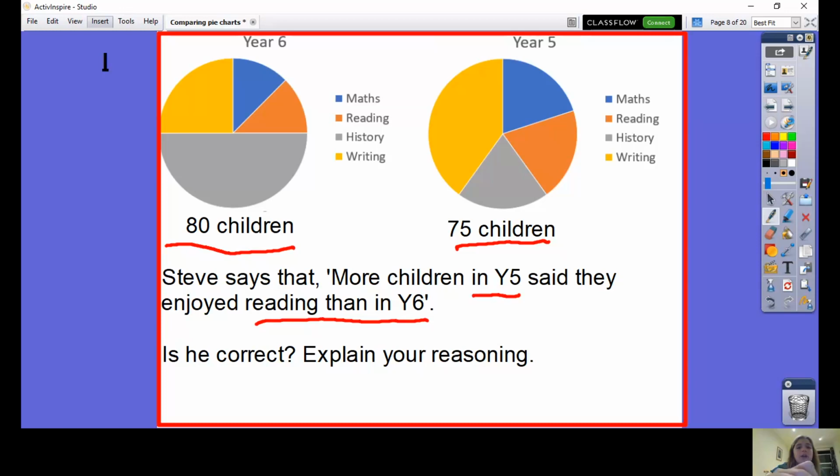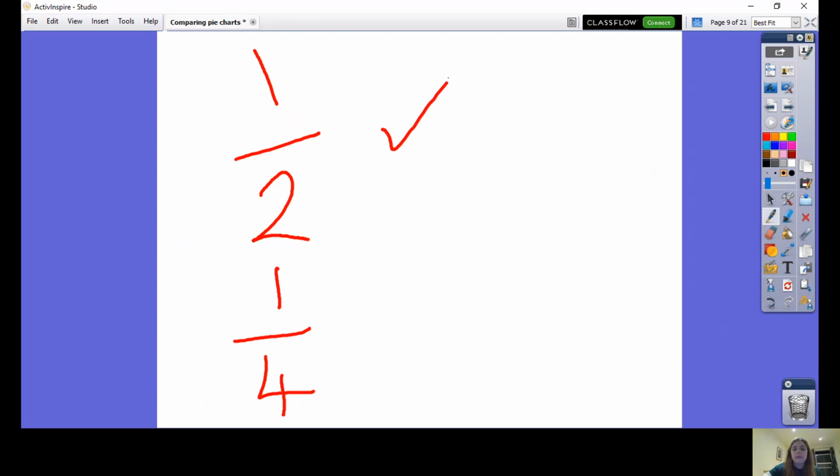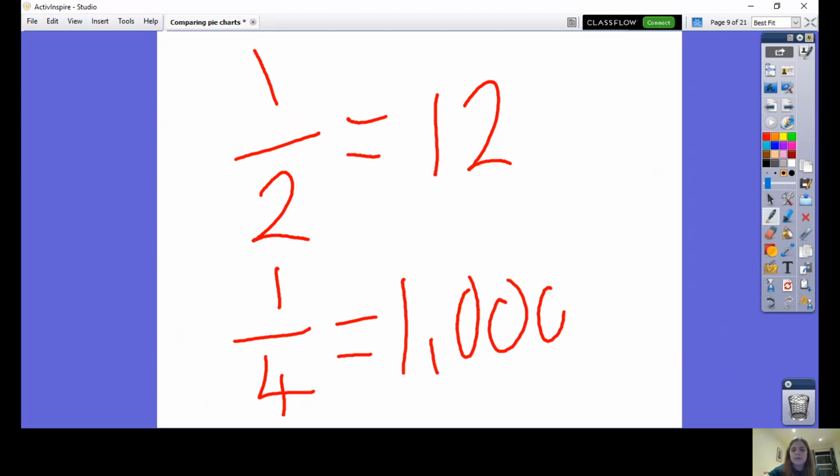To prove that point, if you're not sure what I mean, if I asked you, what's a bigger fraction, 1/2 or 1/4? Would you rather have a half of a cake or a quarter of a cake? You'd tell me that a half is bigger. But what if I changed my question and I said, what's bigger, half of 12 or a quarter of 1,000? Suddenly, you can see that although, yes, a half is bigger than a quarter, if the total value is different, then it's a completely different question.